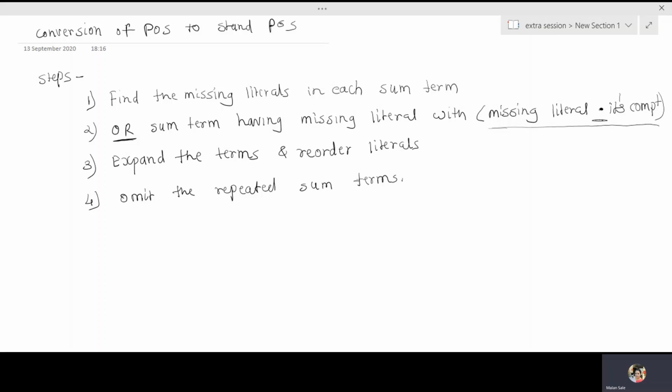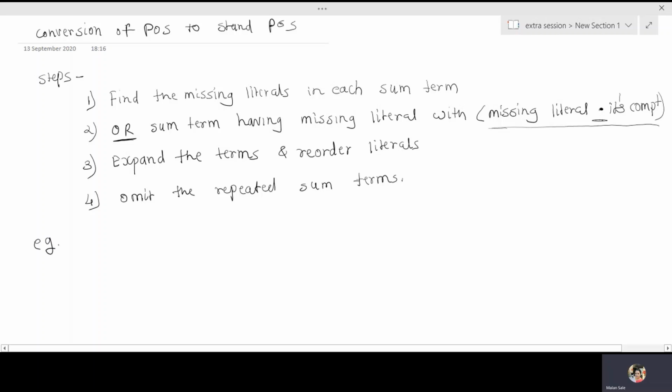First one, we have to find the missing literals. Second one, perform the OR operation with the missing literal and its product. Third one, expand the terms and reorder the literals. And fourth one, omit the repeated sum terms. Now let's take an example.